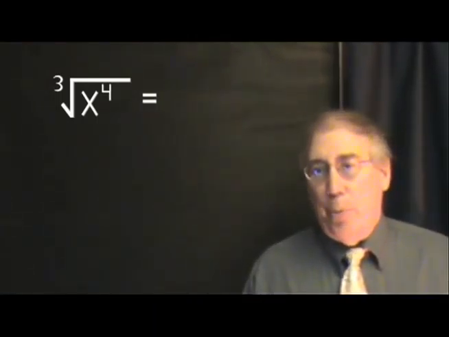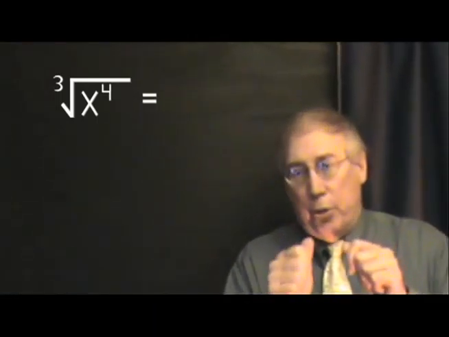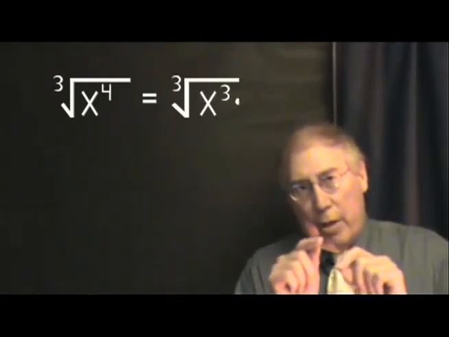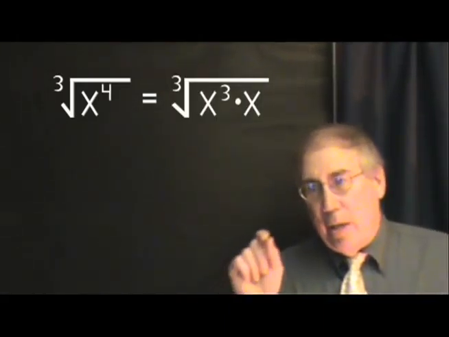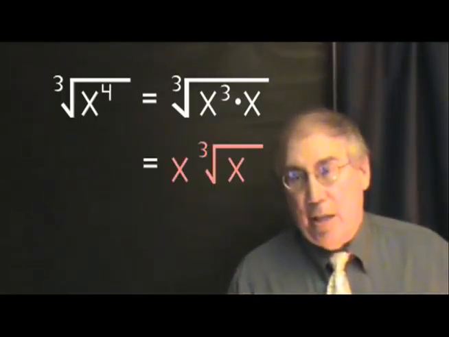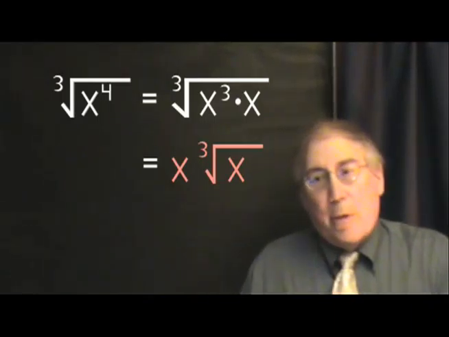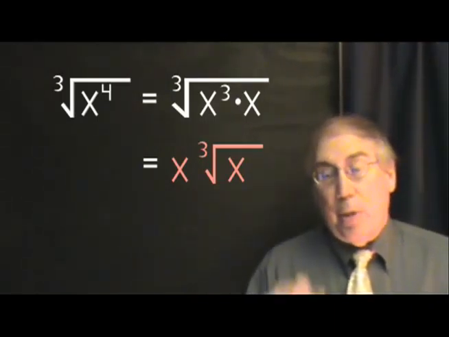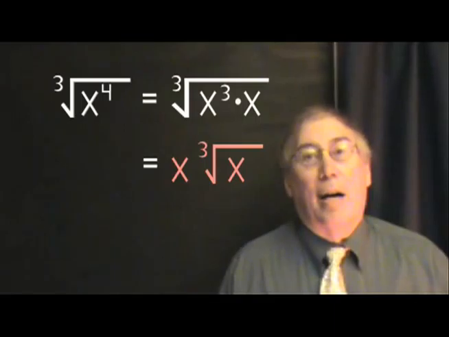Let's say we're taking the cube root of x to the 4th. Now what we want to do is find the cubes that are underneath the radical. Now we can separate x to the 4th into x cubed times x. So there's our x cubed. We can pull out an x, and it leaves behind an x, so we get x times the cube root of x.